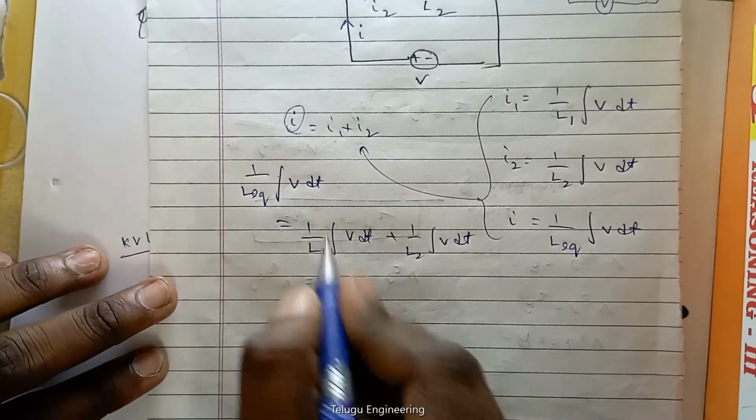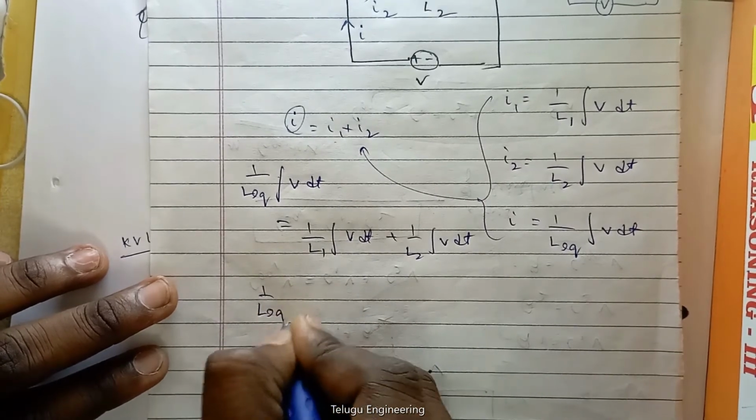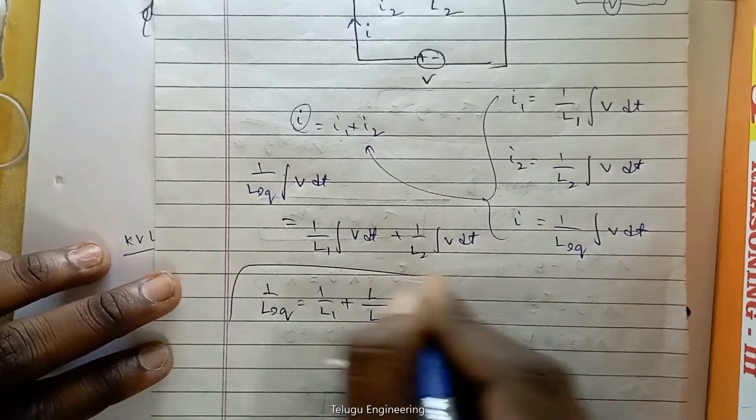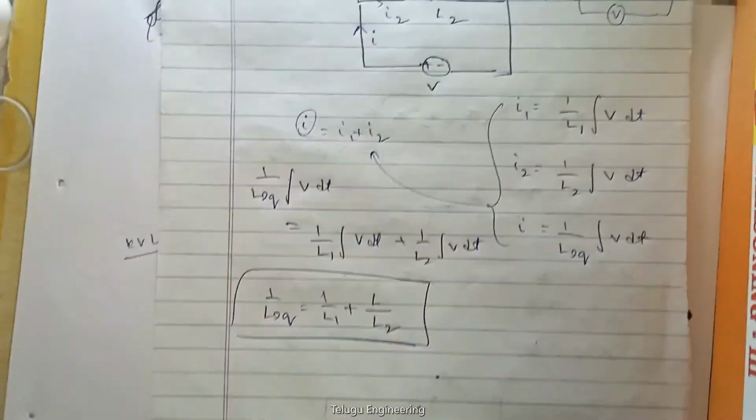When you compare these two values, 1 by L equivalent equal to 1 by L1 plus 1 by L2. So this is the equivalent equation.